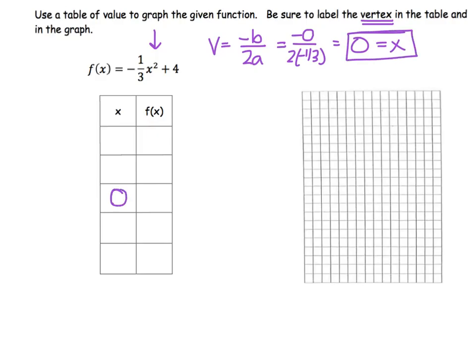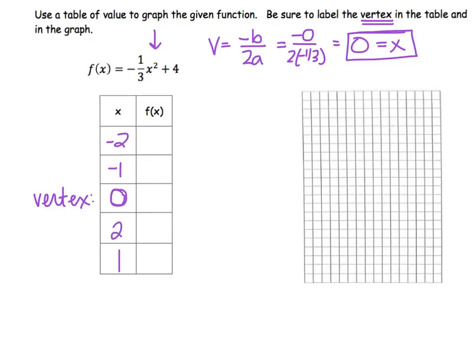That's going to go in the middle of my table. I'm going to go ahead and label it right now. That is my vertex. From there, I'm going to go back 2 and forward 2 points for my x's. So -1, -2, 2, and 1.